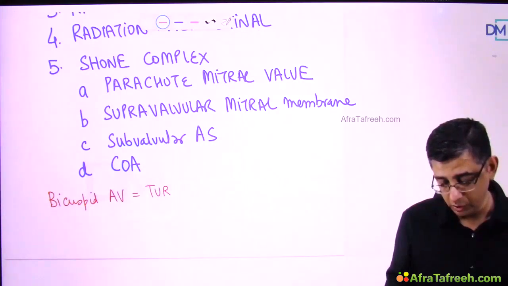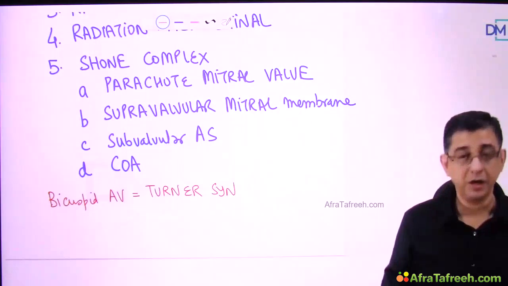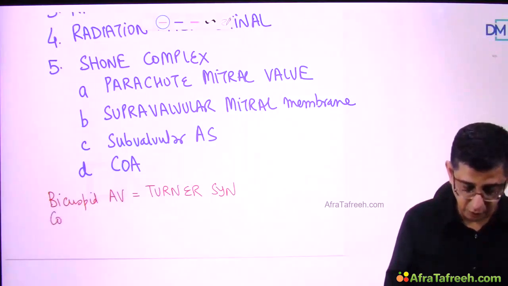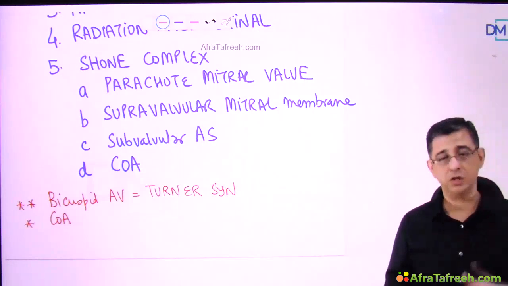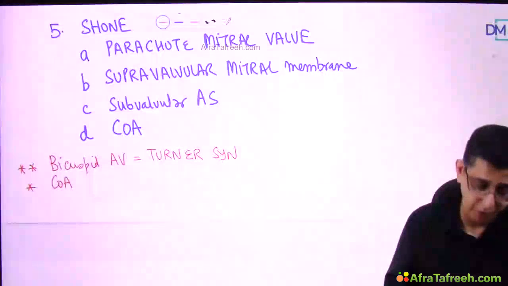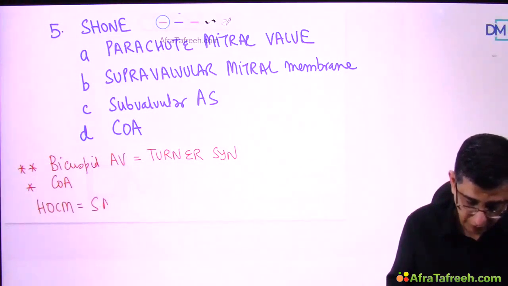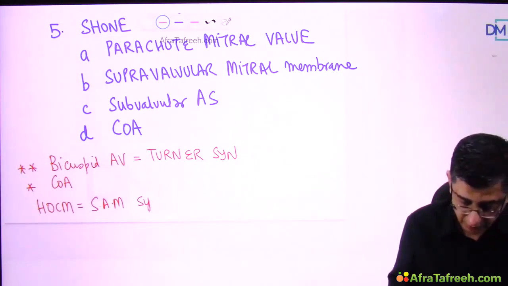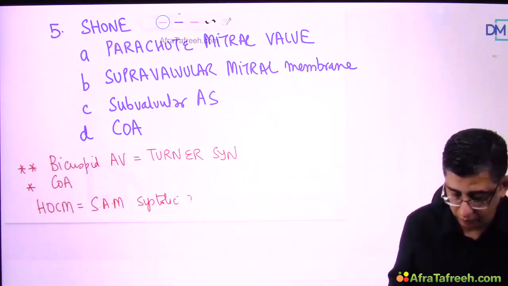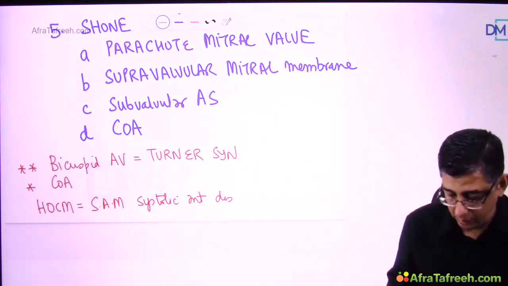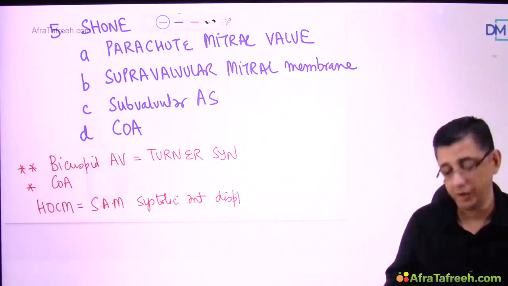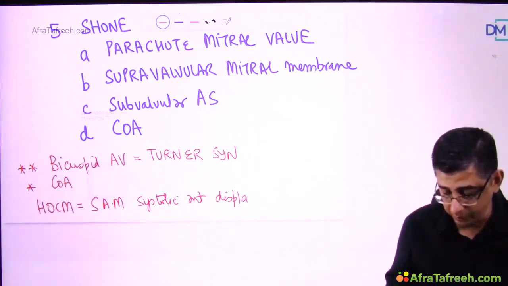This is usually the common heart lesion that is seen in patients of Turner syndrome. And the second common lesion that is found in Turner syndrome is coarctation of aorta. I'll just put them in decreasing order of importance by putting 2-star versus a single star. Another association to be remembered is for hypertrophic obstructive cardiomyopathy, which is called SAM. SAM would stand for systolic anterior displacement of the mitral valve, versus the word parachute mitral valve, which is already written on the slide before you.